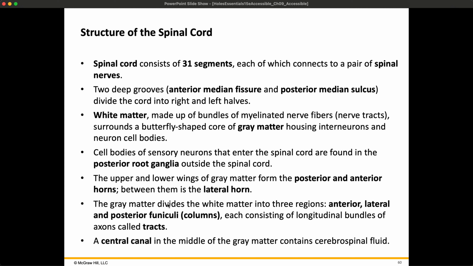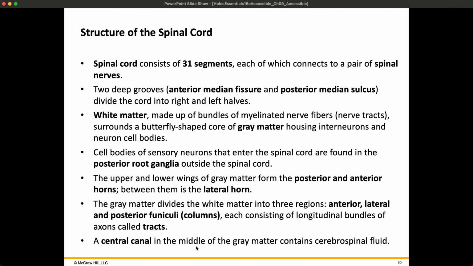Gray matter, those horns, divide the white matter into these funiculi, these columns, anterior, lateral, and posterior, each having bundles of axons called tracts. So this is, again, just allowing the spinal cord to determine where information needs to go and how it should be processed. It's like a highway system. You can't just have complete chaos or things get really shut down very quickly. It has to be very efficient where information is going and how it is getting there.